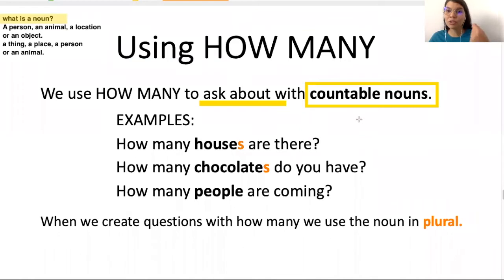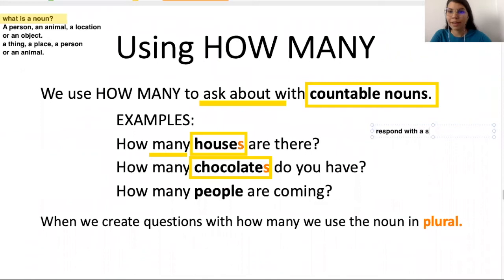So when we have countable nouns, we can count and give a specific number of that noun. For example, how many houses are there? We can count the number of houses, so we use how many. How many chocolates do you have? We can count the chocolate bars and give a specific number. We can respond with a specific number. That is a countable noun. And how many people are coming? We can count the number of people.